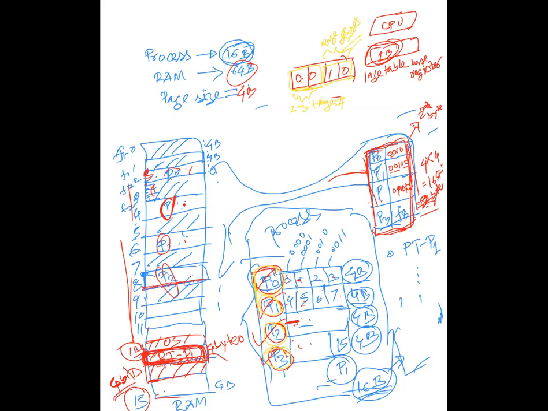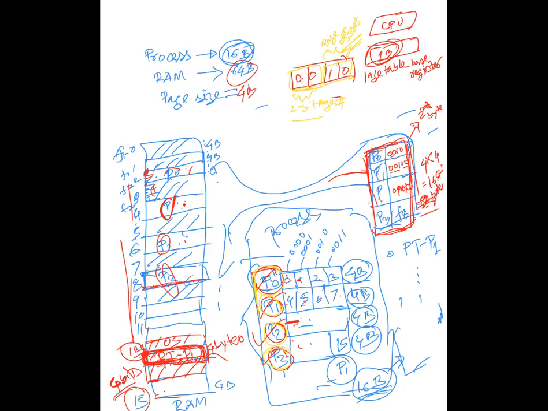Any questions or comments? Okay, let's move forward. You know that these are 2 bits for the page number, and these are 2 bits for the page offset, the byte number that the CPU is currently requesting from your operating system.